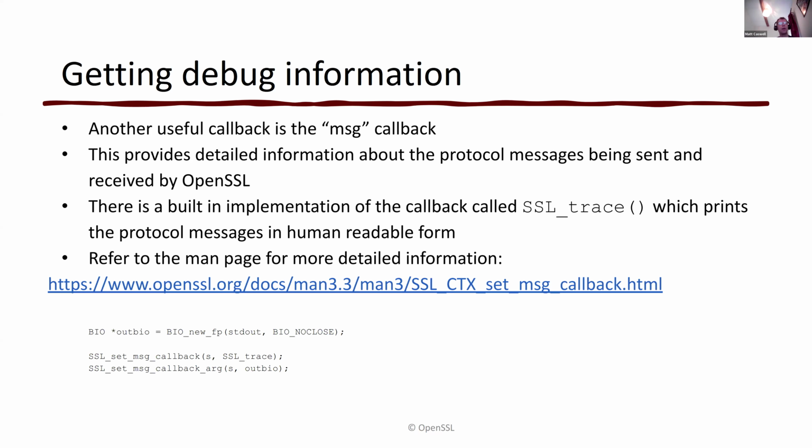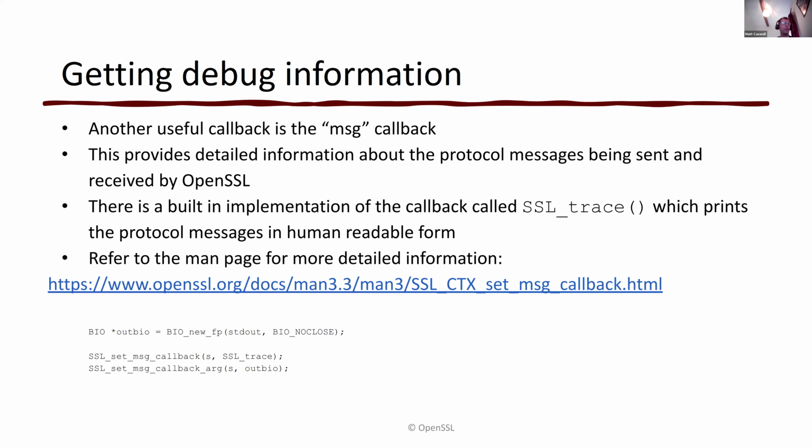And to do this, first of all you need to create a BIO, and that BIO is where the output from your tracing is going to go. So in this sample code, I call BIO new FP, and I pass in the standard out handle to create a BIO. And so that means that that BIO is just going to print all of this text to your screen.